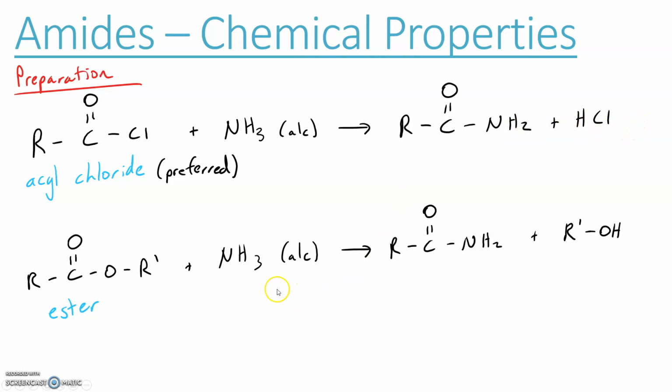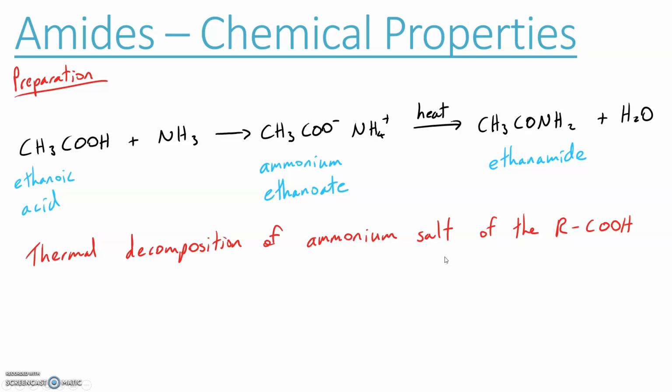If we're reacting an ester with ammonia or an amine, what we're doing is we're basically cutting off the molecule here and adding NH2 to it. So we're cutting it off here and adding NH2, and then to this part here we're adding a hydrogen, and this R dash, this alkyl group here, forms the alcohol. So you get an alcohol as well as an amide.